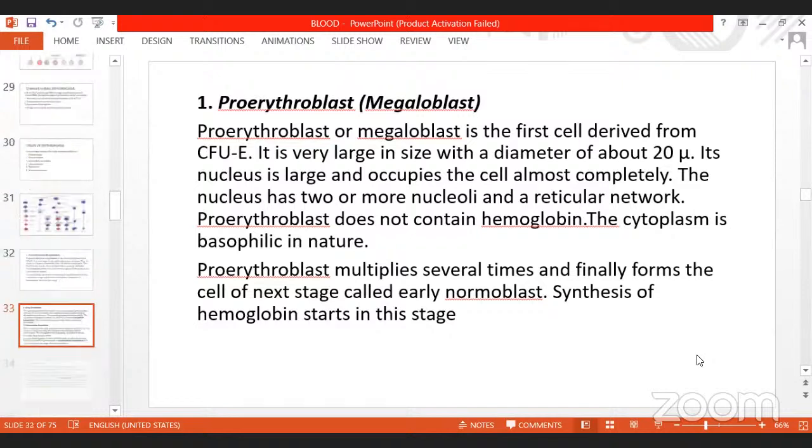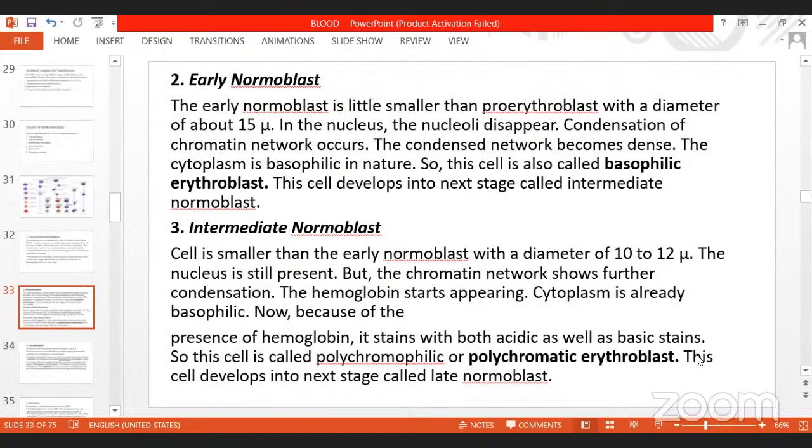During the early normoblast stage, the cell is comparatively smaller than the proerythroblast, with a diameter of 15 micron. The nucleus and nucleoli start disappearing. The chromatin network becomes condensed, a dense condensation, and the cytoplasm is basophilic. So it is also known as basophilic erythroblast. The cell develops into the next stage known as intermediate normoblast.